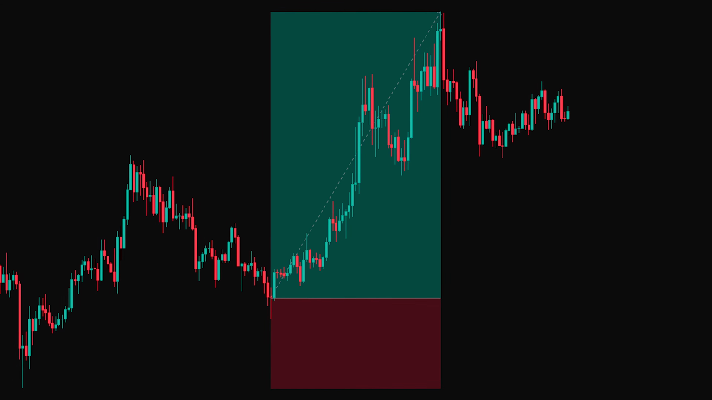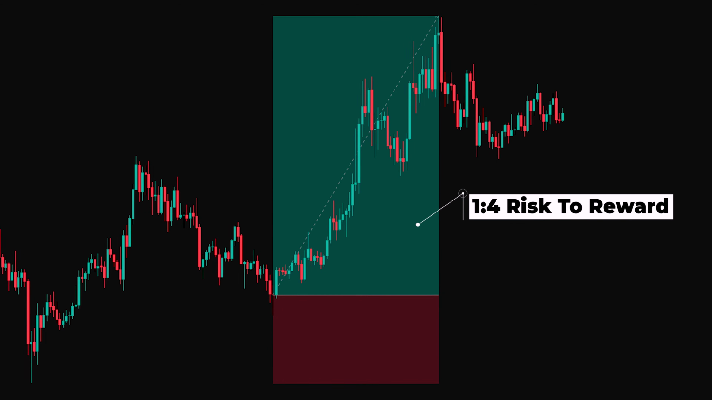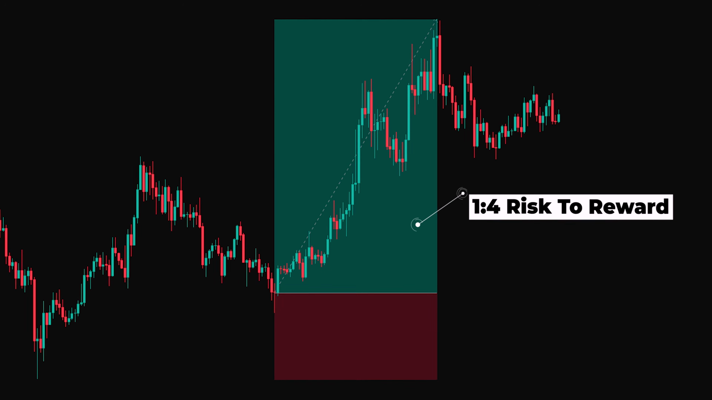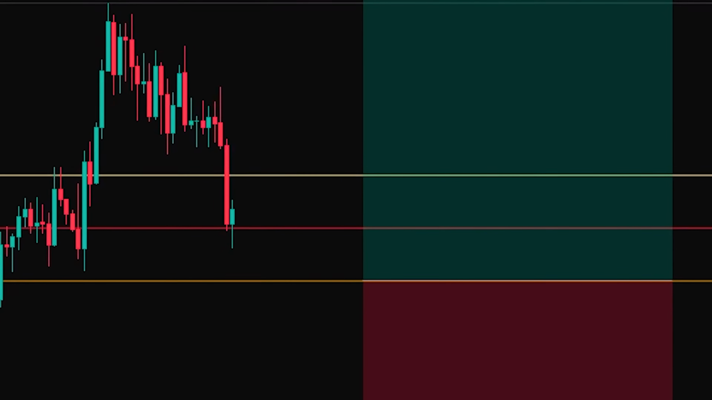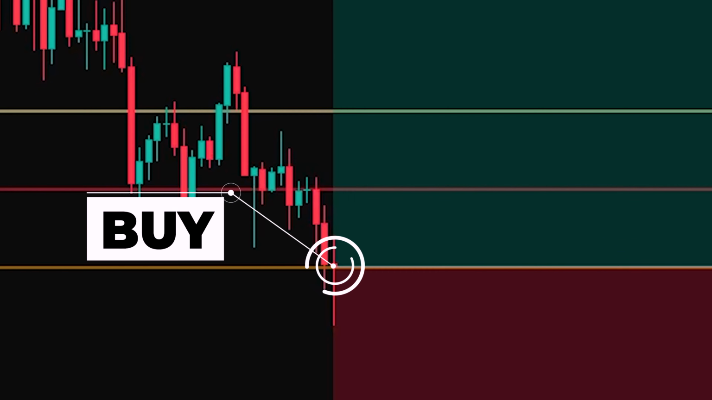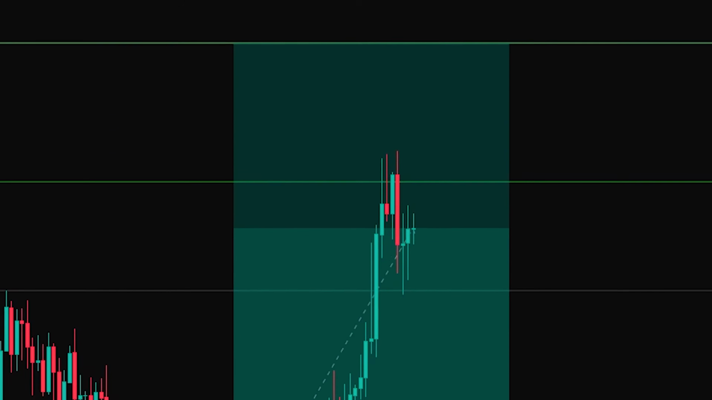Here's a trade I just finished, an easy 1-to-4 risk to reward ratio with a massive profit. How did I know this chart was about to go up exactly from here? Very simple, I used the Fibonacci Retracement tool.